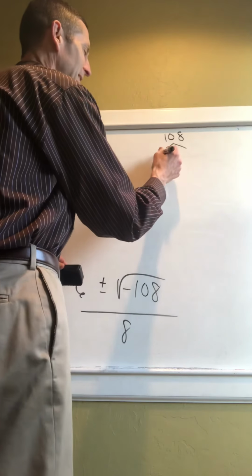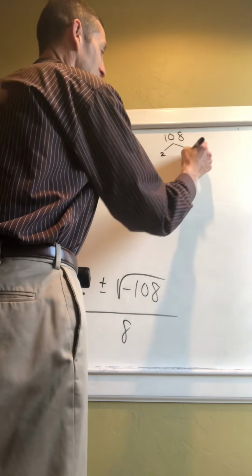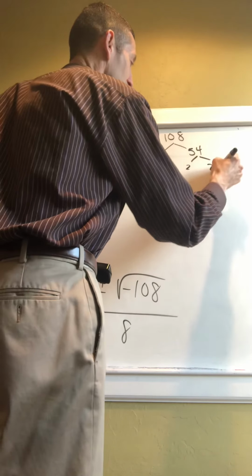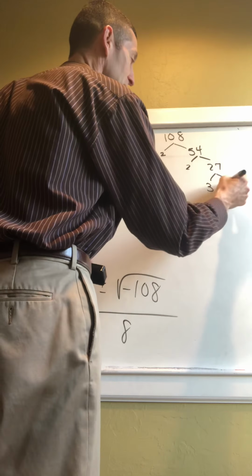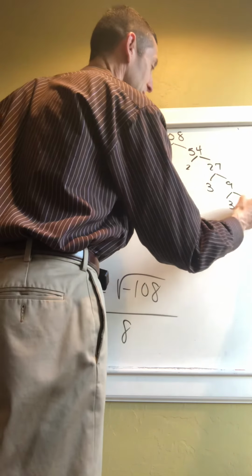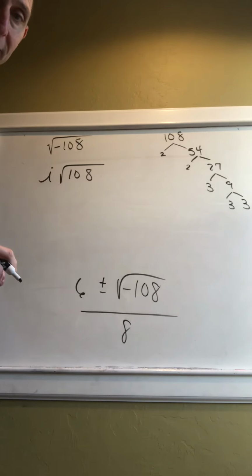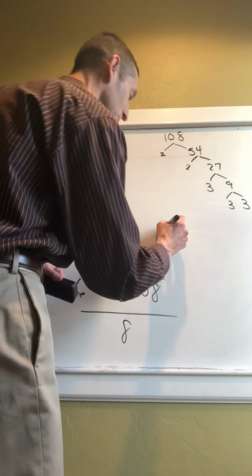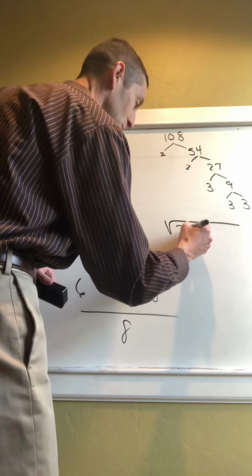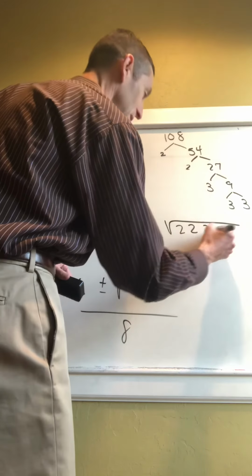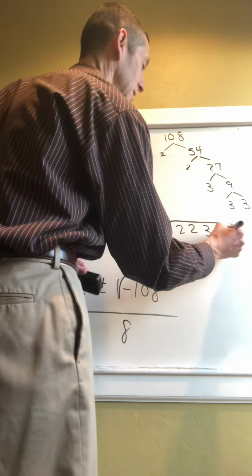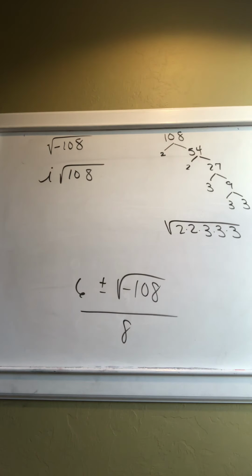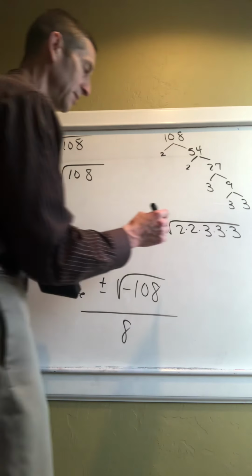So 108, what is that going to be? 2, 54, 2 and 27, 3 and 9, 3 and 3. Look at that mess. Oh, brother. Okay. So 108 will become 2, 2, 3, 3, 3. So you had 108. Now you've got a whole bunch of 2s and 3s.